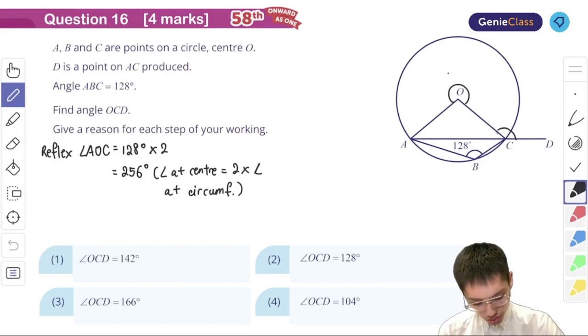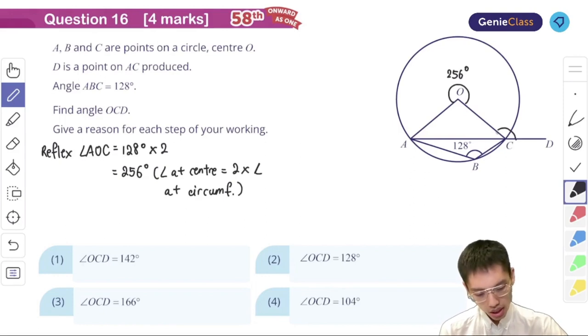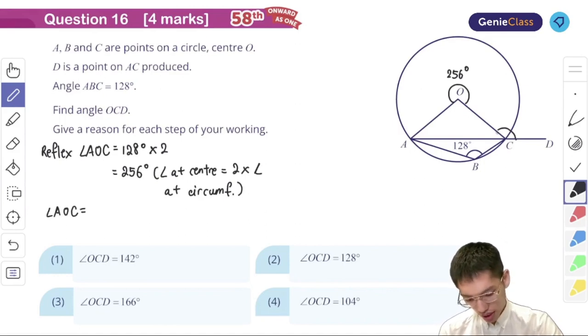Therefore, since we know it is 256, what can we do next? Does anybody want to try? For those who have gotten my answer, what is our next step, since we have gotten 256 over here? Okay, it's angles at a point. Very good, Denise. Therefore, we can find AOC. AOC in this case is 360 degrees minus 256 degrees, which equals 104.